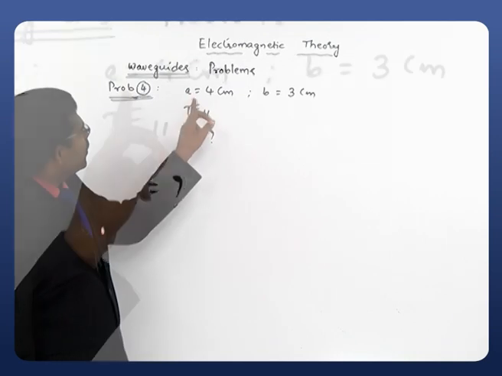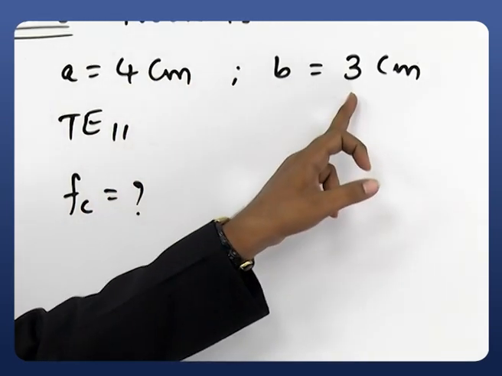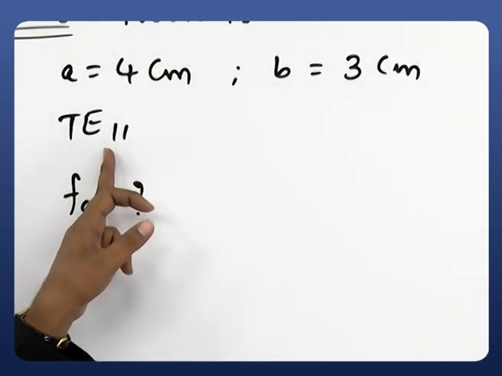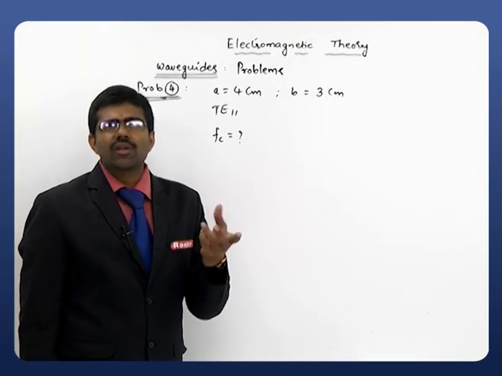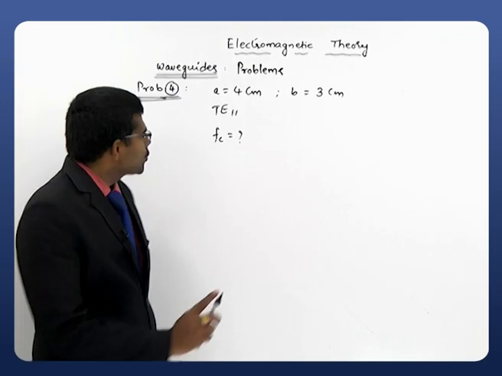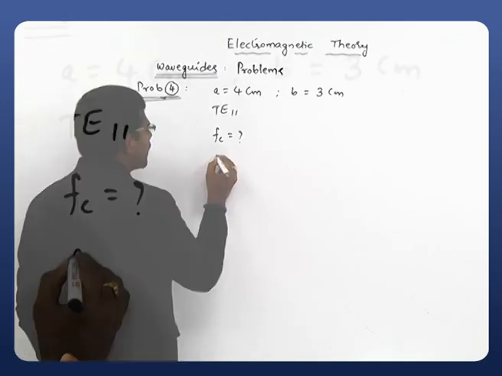Here a rectangular waveguide of dimensions 4 cm, 3 cm is given to us, and it is operating in TE11 mode, and we require the minimum operating frequency. Minimum operating frequency means cutoff frequency. So what is the formula for cutoff frequency of our rectangular waveguide?